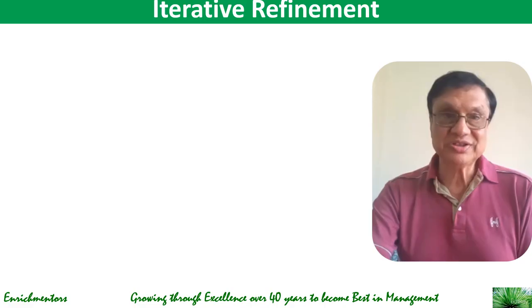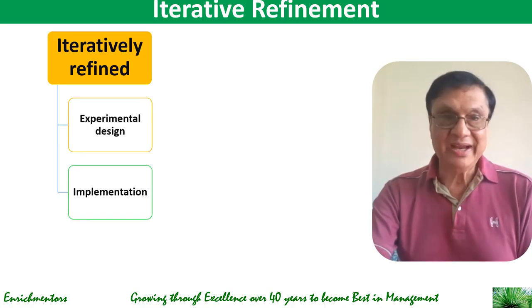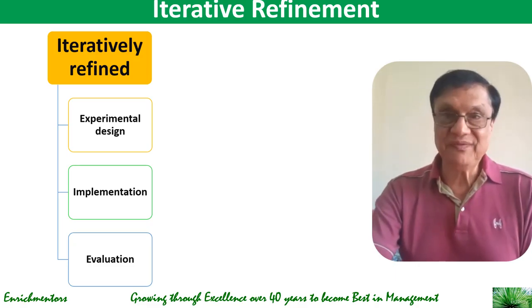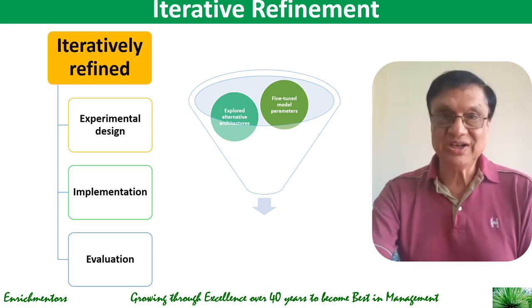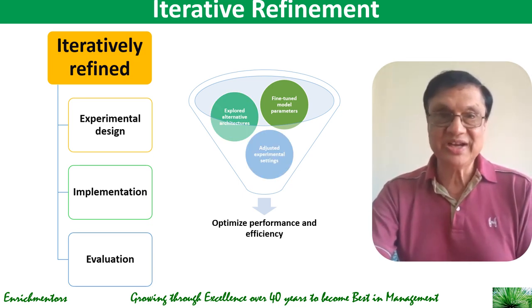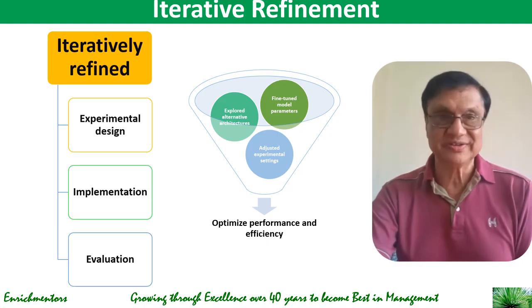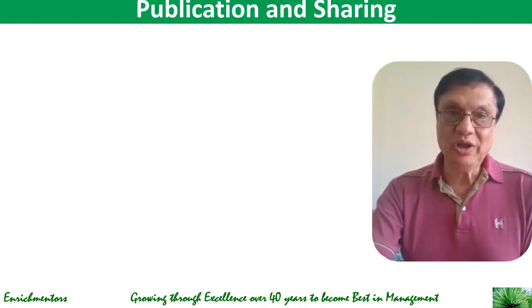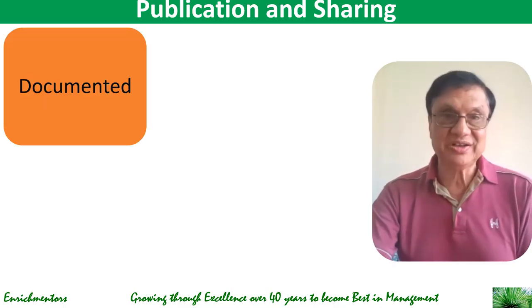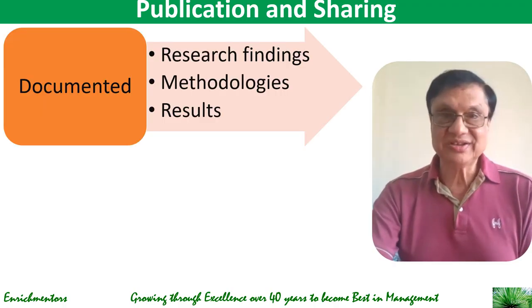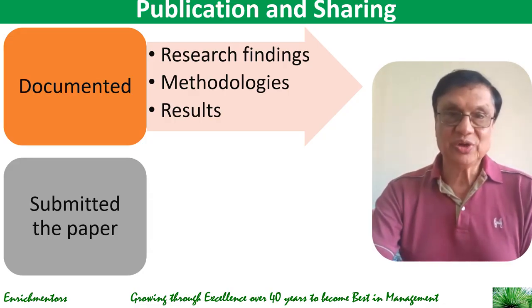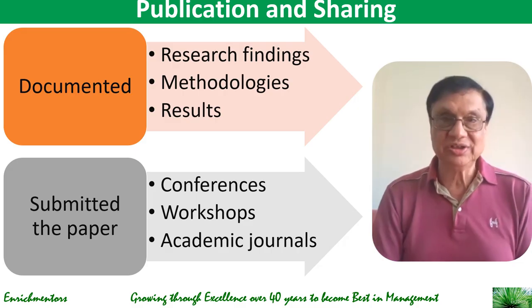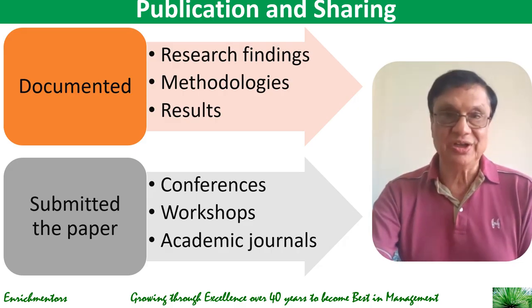Iterative refinement was done on the experimental design, implementation, and evaluation based on the initial feedback and results, and they fine-tuned the model parameters, explored alternative architecture, and adjusted experimental settings to optimize the performance and efficiencies. Finally, after doing all that work over many months, they documented the research findings, methodologies, and results in a research paper or technical report, and submitted the paper to the many conferences, workshops, and academic journals in the field of NLP and machine learning.